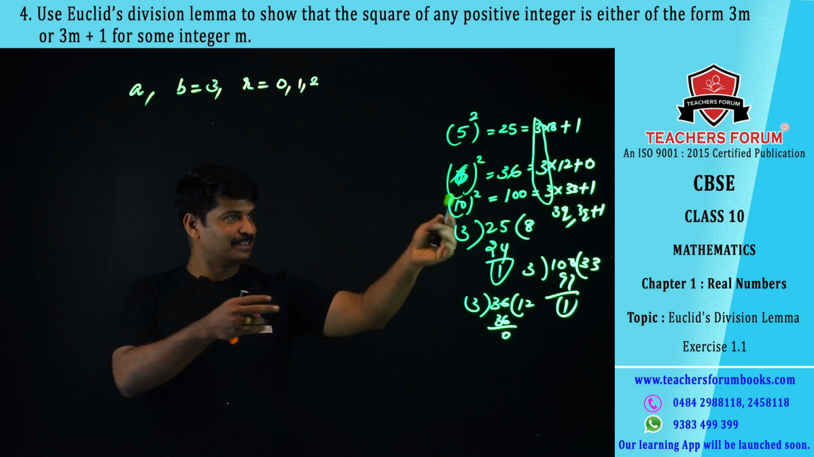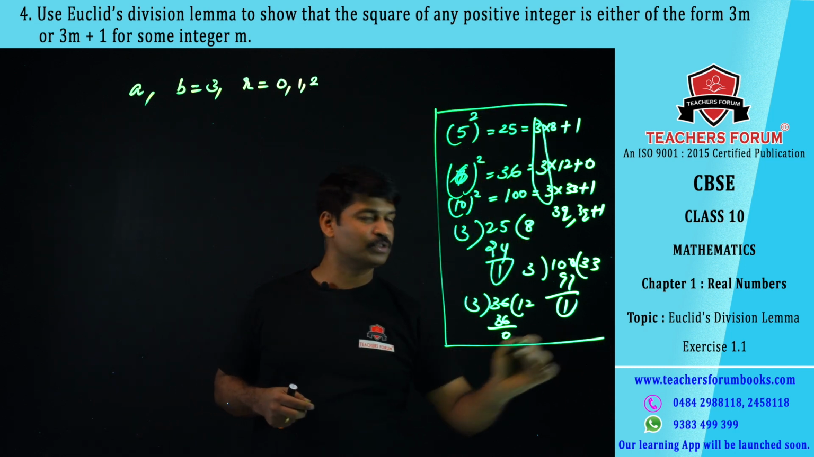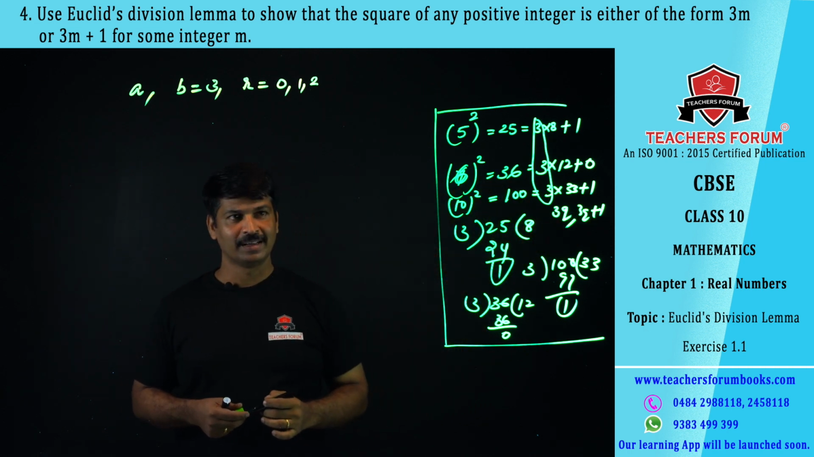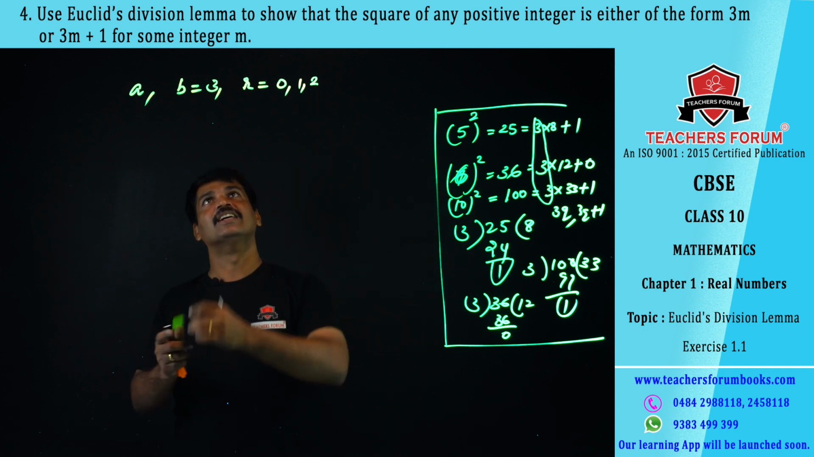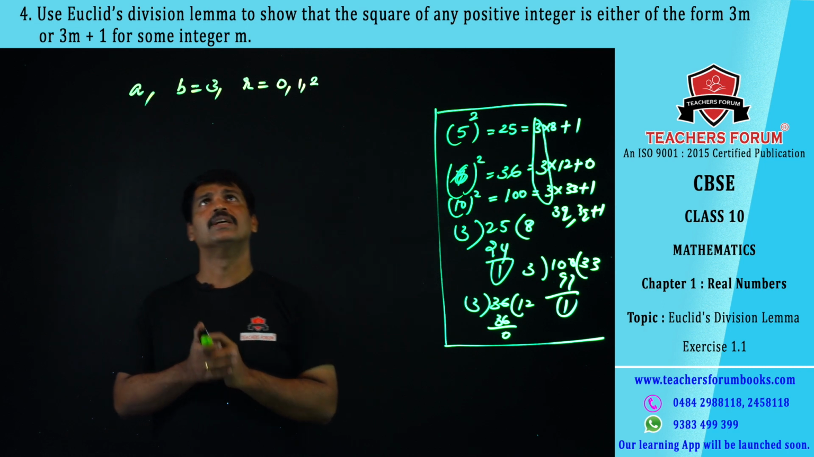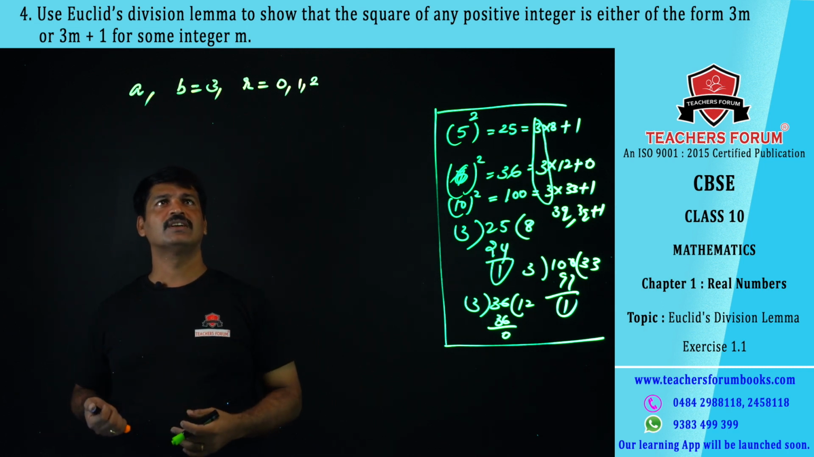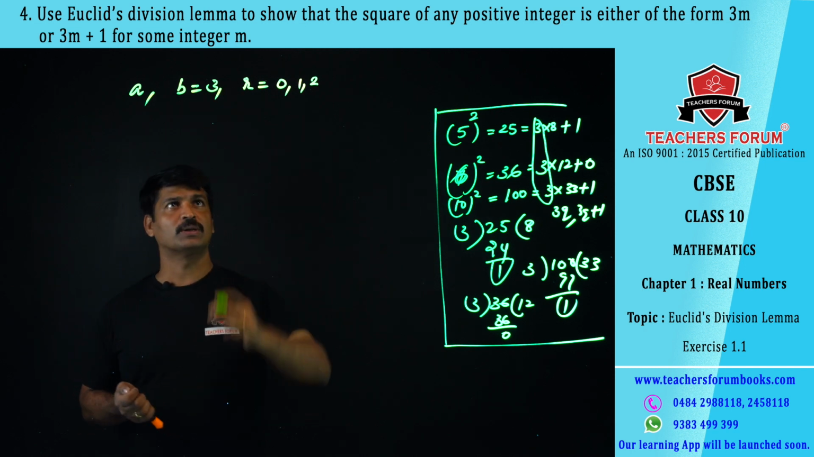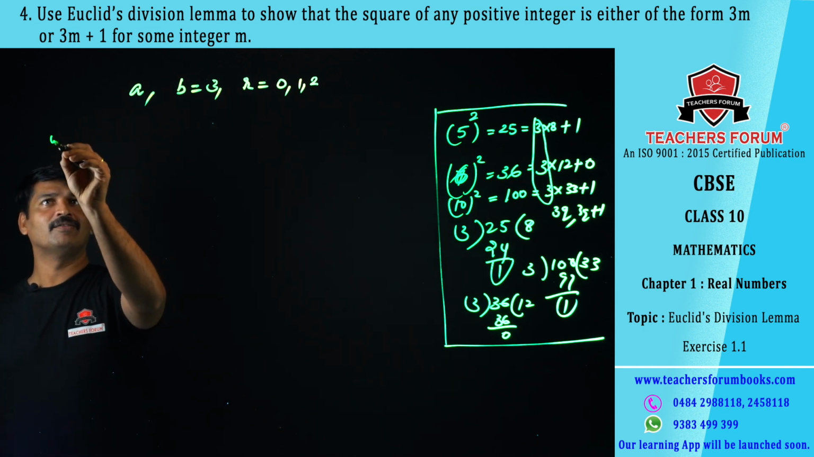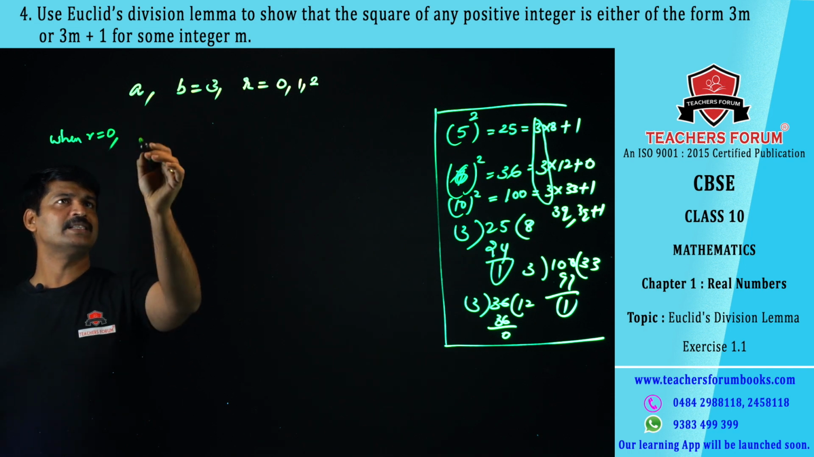We have taken some examples to see that the square of any positive integer is of the form 3m or 3m plus 1, or 3q or 3q plus 1. That result we have to prove here. So, we are going to show that the square of positive integers are of the form 3m or 3m plus 1. So, here a be any positive integer and b is equal to 3. So, the possible values of r are 0, 1, 2. Let us start with when r is equal to 0. Can you tell me when r is equal to 0, what is a?